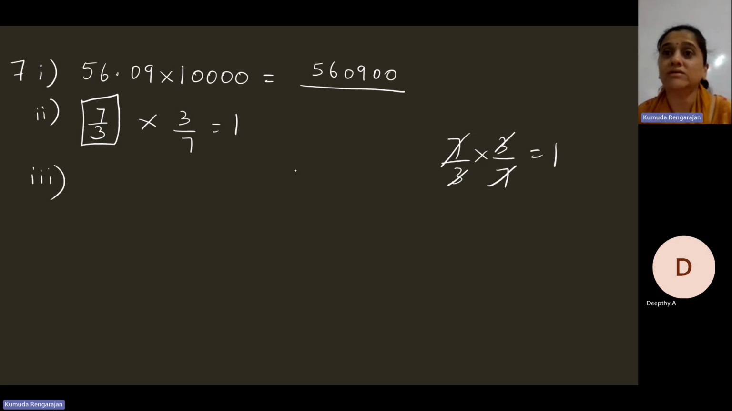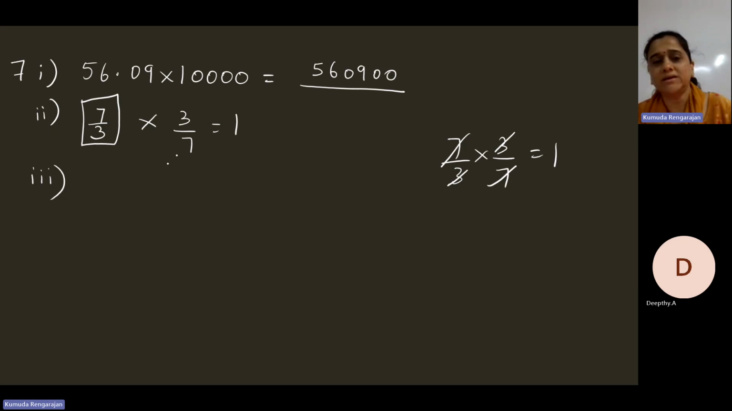The product of a fraction and its reciprocal is 1. Yes.